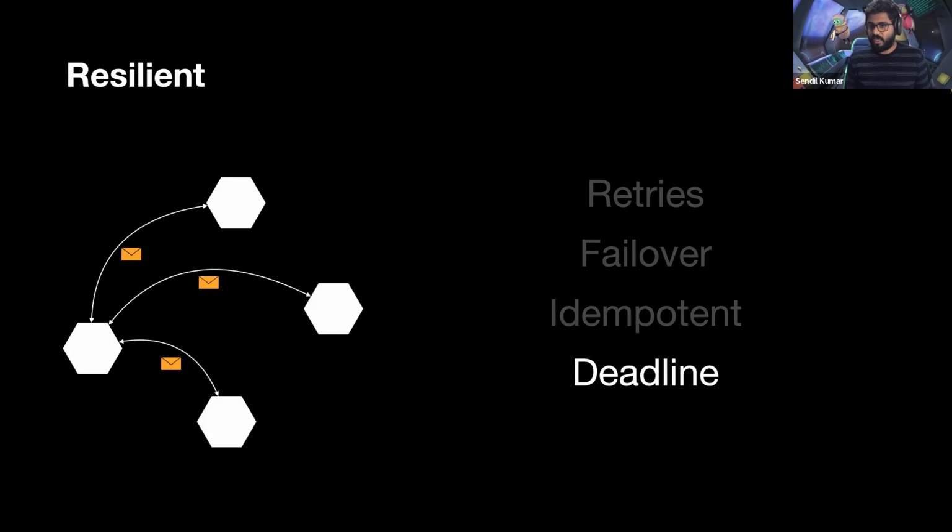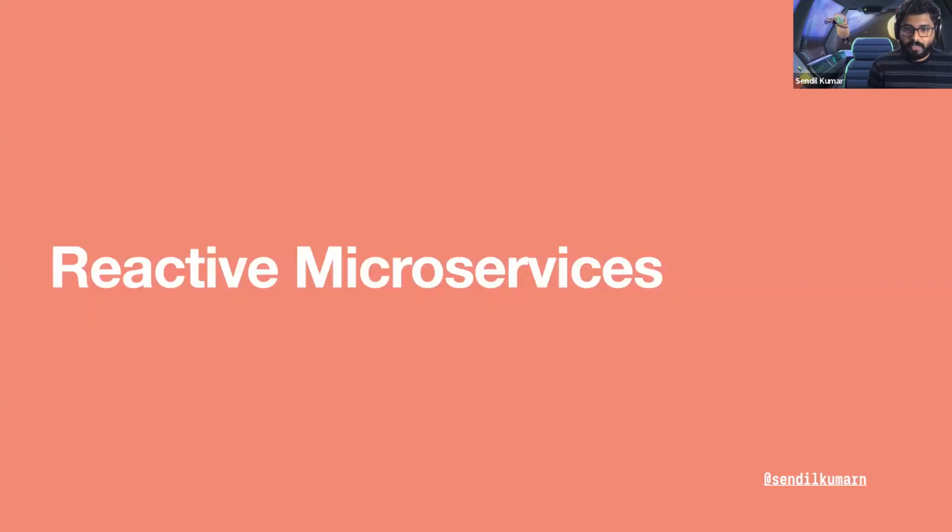And also you can have a deadline. For example, a message you're sending takes more than 5 seconds or 15 seconds to handle, and the response is not there. You can add a deadline and say, I'm not expecting any more output from that message, I'm just going to cancel it. So in the world of messaging, if you want a resilient system, you need to have these properties: retries, failover, idempotency, and also add a deadline to it.